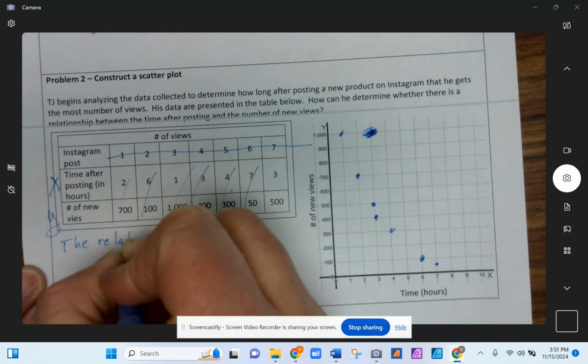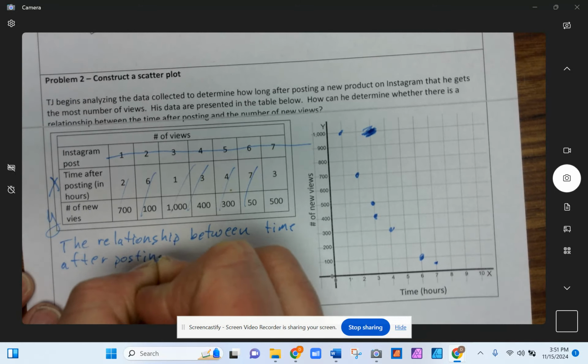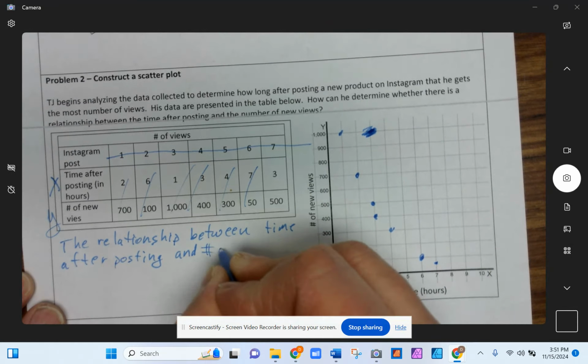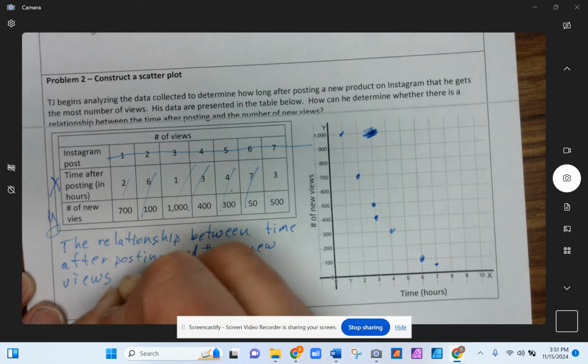between time after posting, that's our x value, and number of new views, that's our y-axis, our output, is negative.